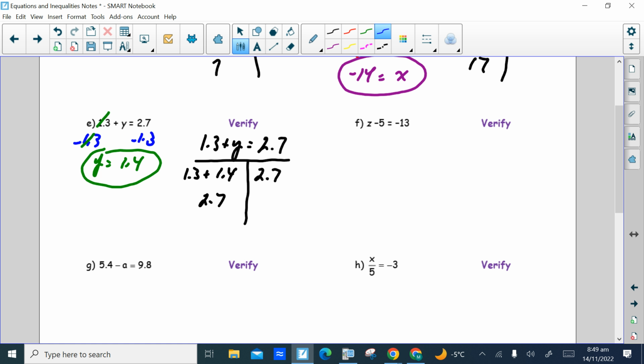So we need to get the letter Z by itself. Hooked onto the Z is a 5 by subtraction. It's Z minus 5. The opposite of subtracting 5 is adding 5, which we do to both sides. So on the left, minus 5 plus 5 cancels. You're left with Z by itself, and on the right, negative 13 plus 5 is negative 8. So there's our answer that we're going to use in our check.